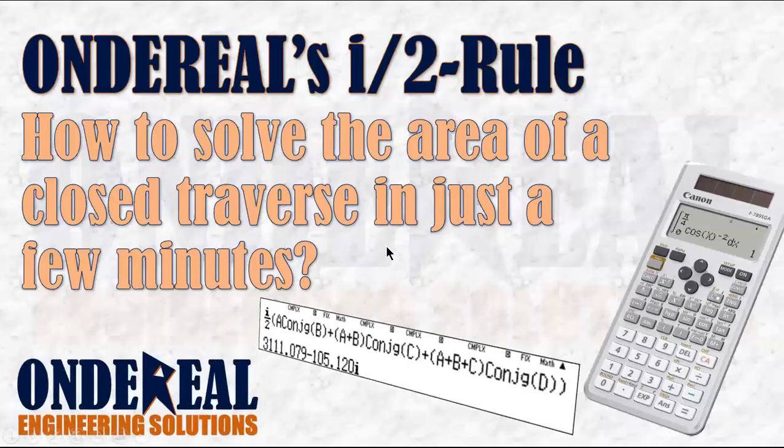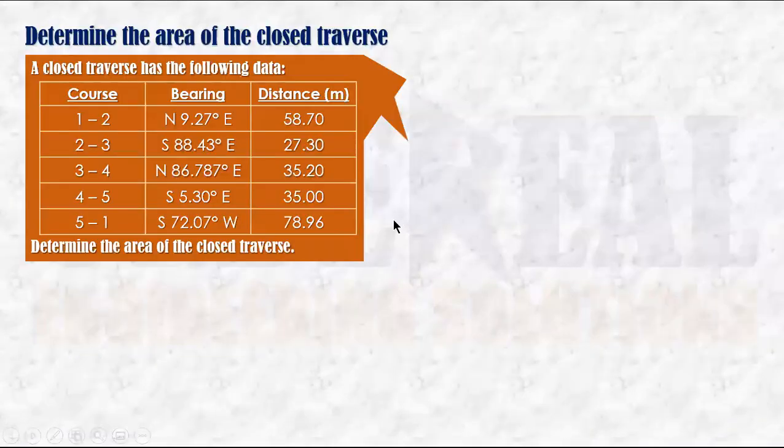So this is the problem. A closed traverse has the following data. Determine the area of the closed traverse. Again, it's the same as the problem I gave in the first part. In that first part, the missing data were the bearing and distance of course 3-4, but I completed it here. So how do we solve this?